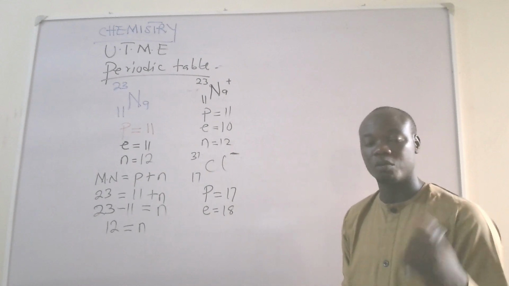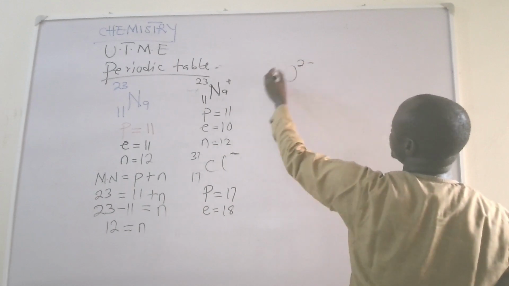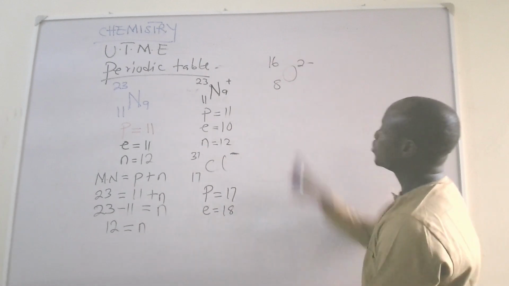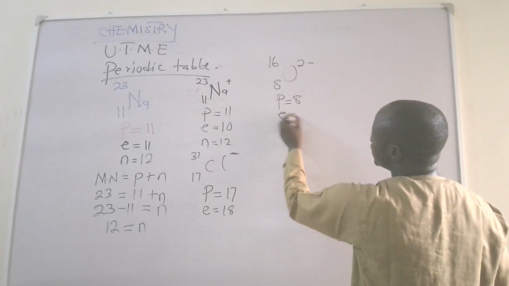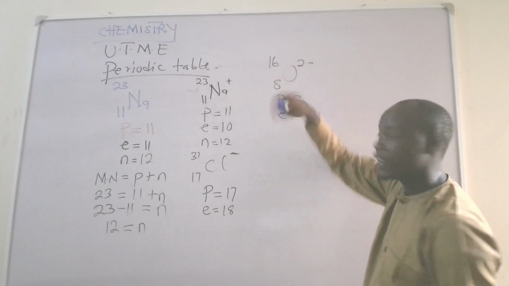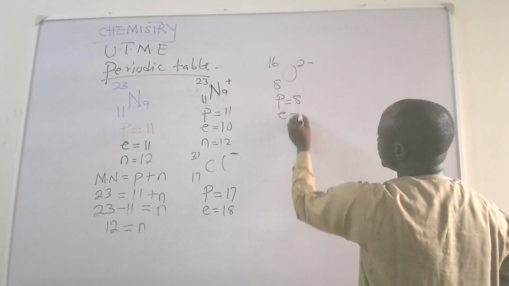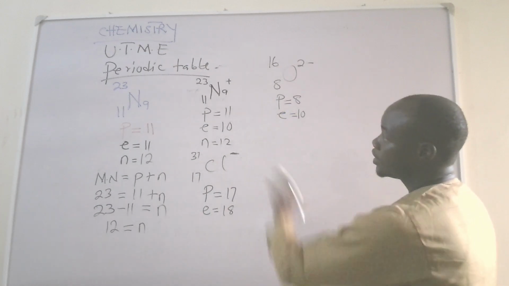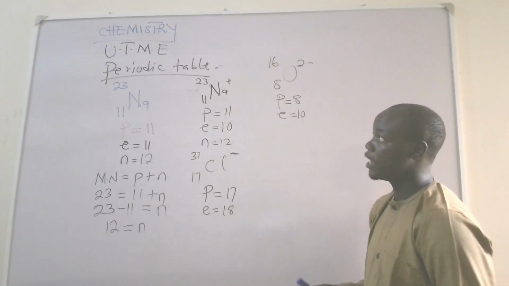For example, in the case of oxygen, where we have 2 minus, the mass number is 16 and the atomic number is 8. So how are you going to do it? The protons is going to be 8, and the electrons, since oxygen has increased with 2 extra electrons, the electron number here is going to be 10, because 2 electrons are added. That is how to get the number of protons and neutrons in the atom of the element.